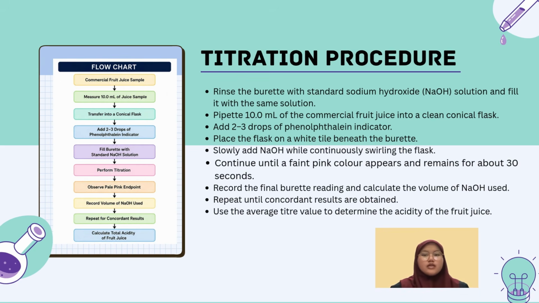Place the flask on a white tile beneath the burette. After that, slowly add NaOH while continuously swirling the flask. Continue until a faint pink color appears and remains for about 30 seconds. Record the final burette reading and calculate the volume of NaOH used. Then repeat until concordant results are obtained. Finally, we use the average titration value to determine the acidity of the fruit juice.